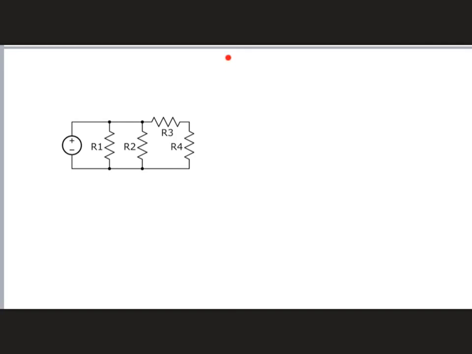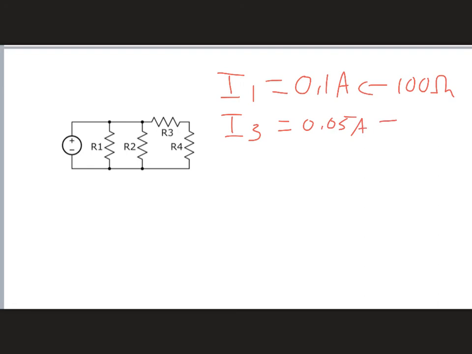I get, when I do the algebra, that I1 is equal to 0.1 amps, and that's the one going through the 100 ohm resistor. And then we have that I3 is equal to 0.05 amps, and that's the one going through the 200 ohm resistor, which is this R2 here. So what's going through R1 here is this 0.1 amps, and what's going through R2 is this 0.05 amps. And then I get that I4 is equal to 0.05 amps again. And that's the one going through R3 and R4. It's going through R3 and R4.